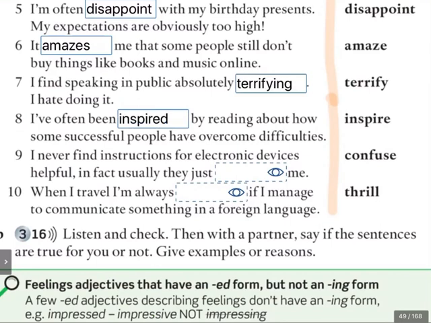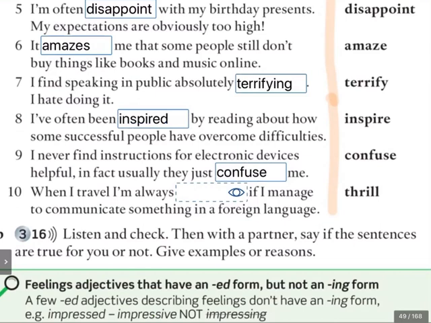What about number 9? I never find instructions for electronic devices helpful. In fact, usually they just me. Now we need to use confuse. Do we need to conjugate that verb, or do I need ed, confused, or do I need ing, confusing? Take a moment. What do you think? Well, we need, let's see, the verb here. Did you get the verb? I never find instructions for electronic devices helpful. In fact, usually they just confuse me.